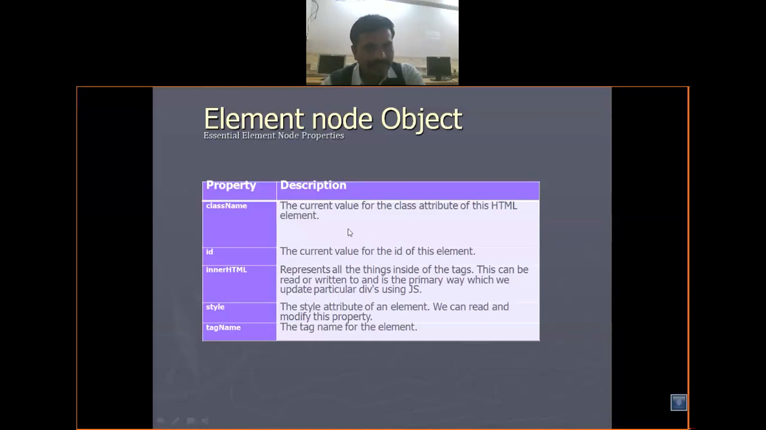In this case I write className, the current value of the class attribute of this HTML element; the id is nothing but the current value of the id of this element. innerHTML represents all the HTML tags inside the tag. This can be written as the primary way to update particular div tags in JavaScript. The style attribute of the element can read and modify the property, and there is the tag name for the element.